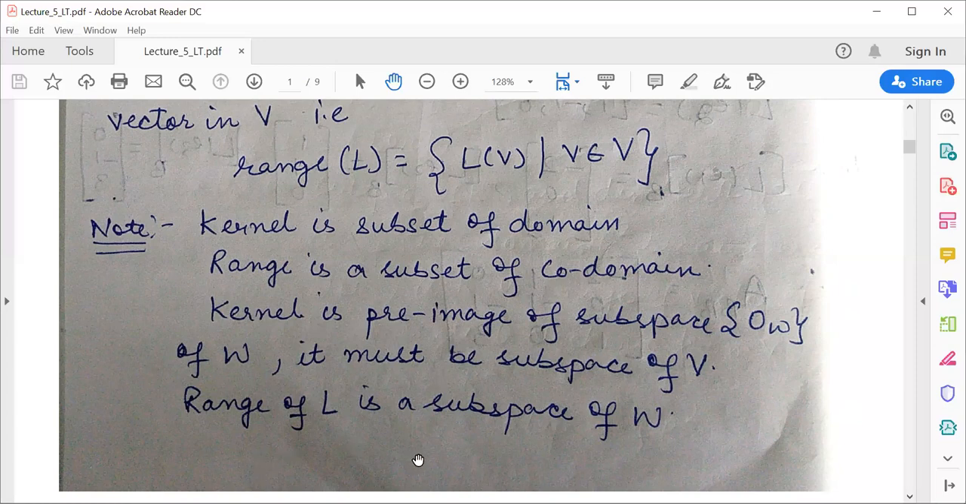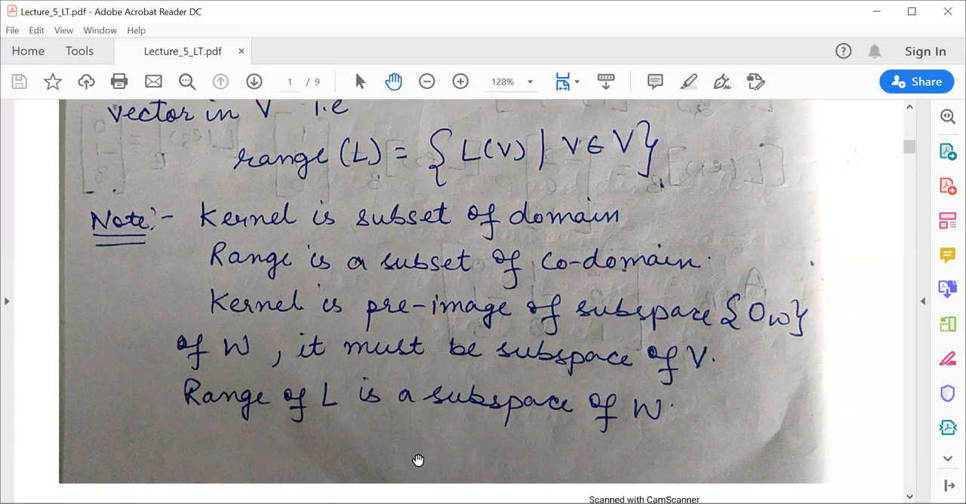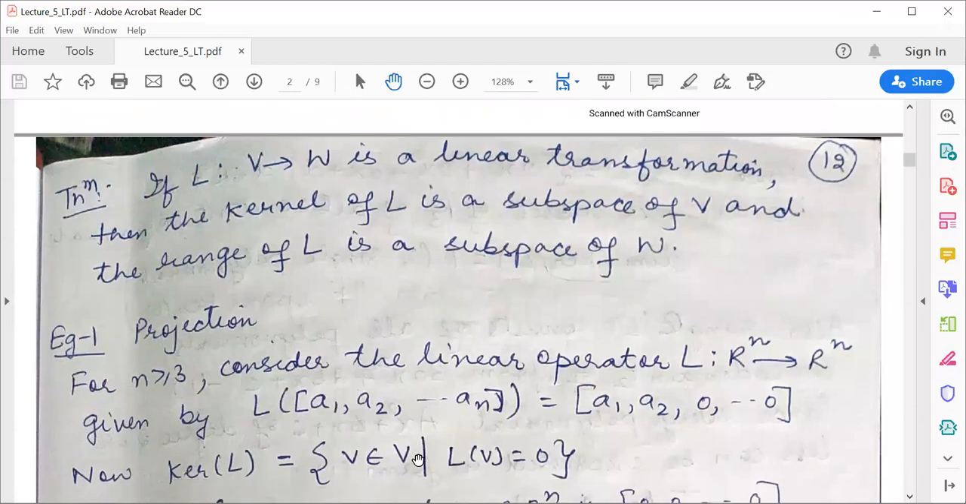Range of L is a subspace of W. Next, there is one result. If L is a linear transformation from V to W, then kernel of L is a subspace of V and range of L is a subspace of W.